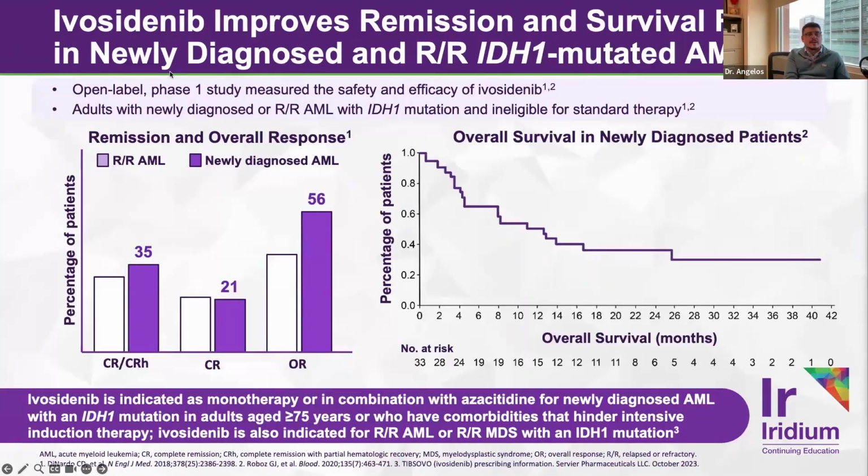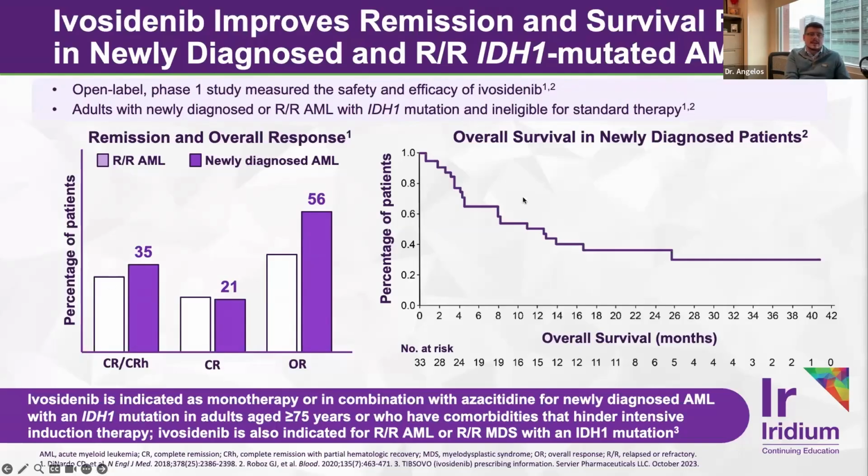Ivosidenib is an IDH1 targeting oral small molecule drug, initially approved for relapsed refractory IDH1 mutated AML. Again, patients that failed standard of care therapies really didn't have any other options available to them. On single agent ivosidenib, we're getting CR rates on the order of about 25-30%.